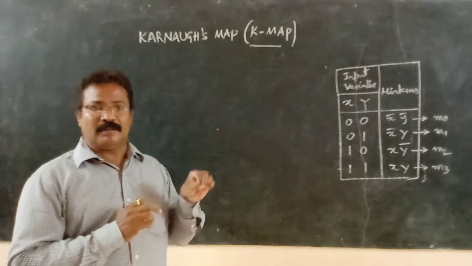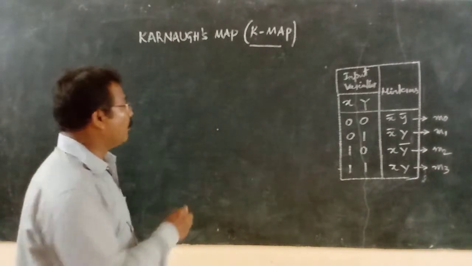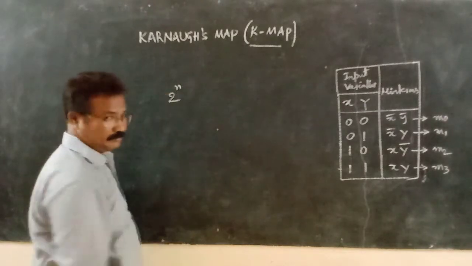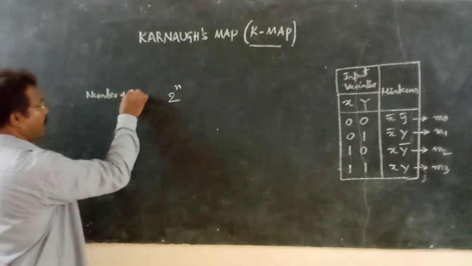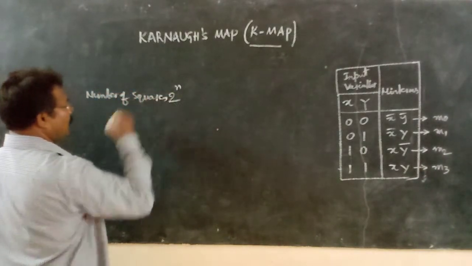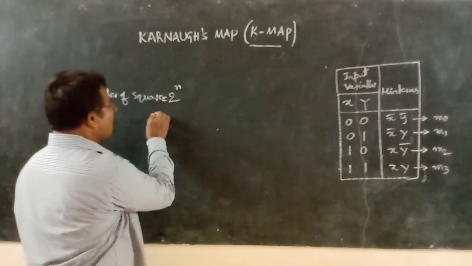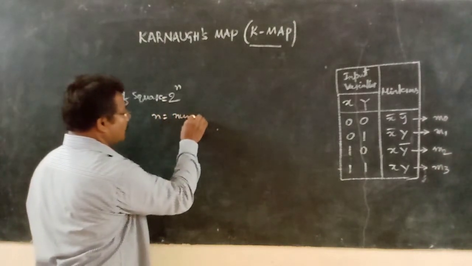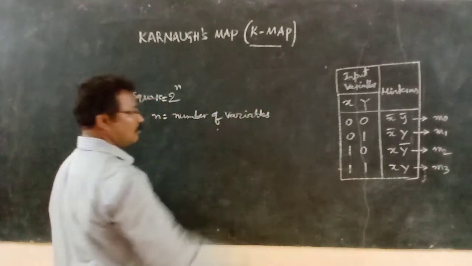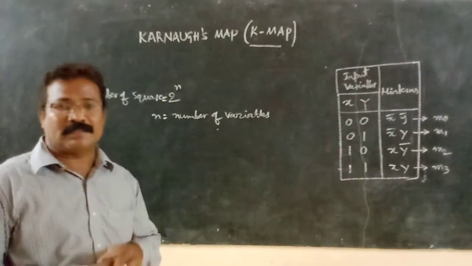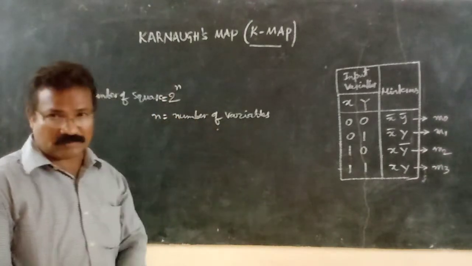So here the number of squares in the K-map can be obtained by using 2 to the power of n. Here number of squares is equal to 2 to the power of n, where n is equal to the number of variables. So the number of squares in the K-map depends upon the number of variables used.